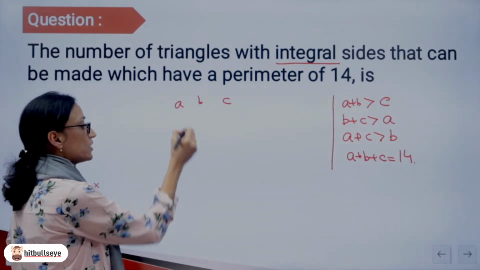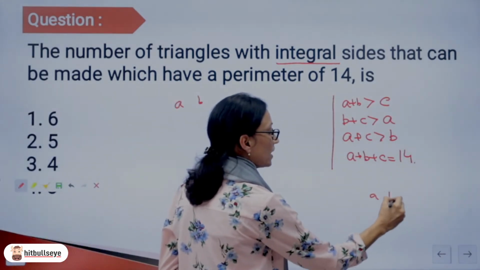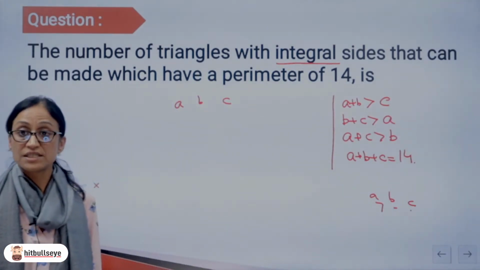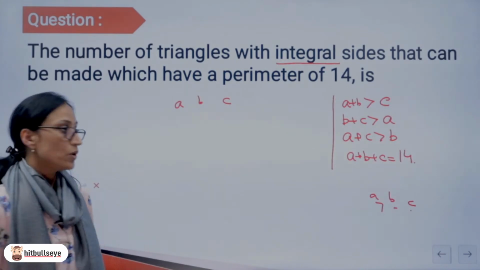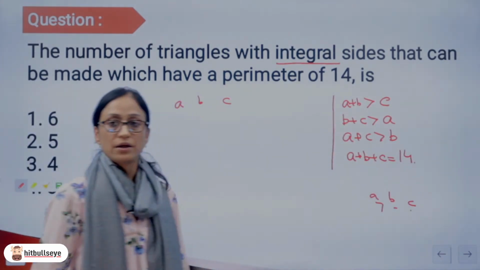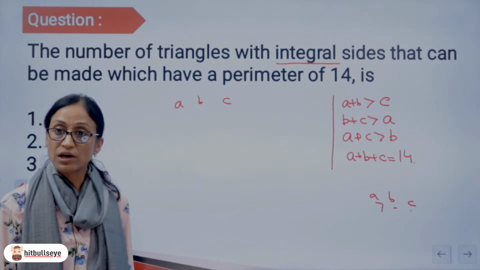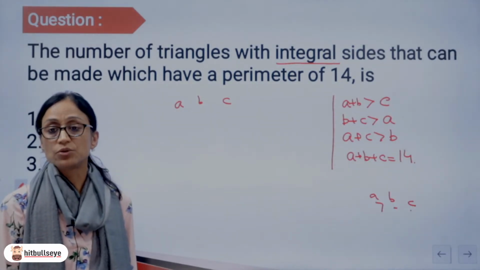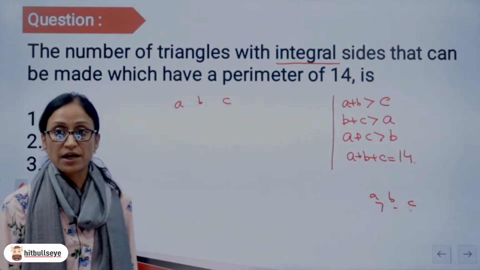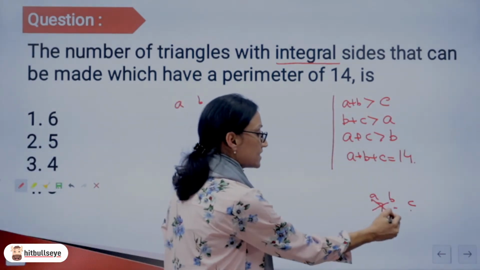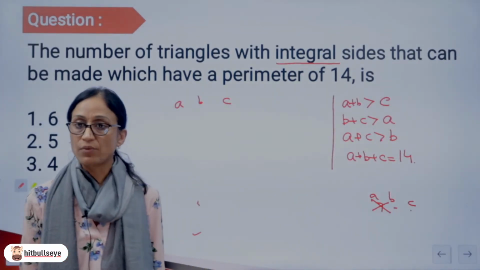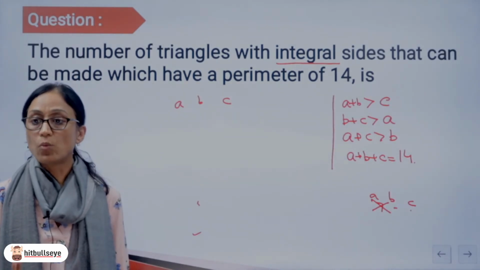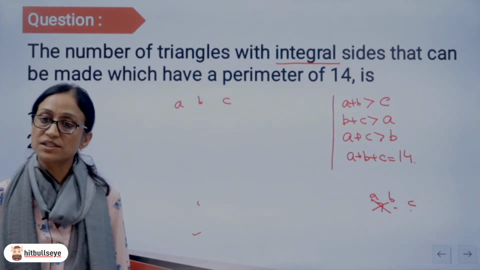Because if I decide to give 7 to any of these sides, the other two will have a sum of 7 to make a perimeter of 14, which will violate the condition that the sum of two sides had to be strictly greater than the third side. It is not allowed to be equal to the third side. So, which means that I will not be able to allocate 7 or anything more than 7 to any of the sides. So, what is the maximum possible value that we can give to any of the sides here?